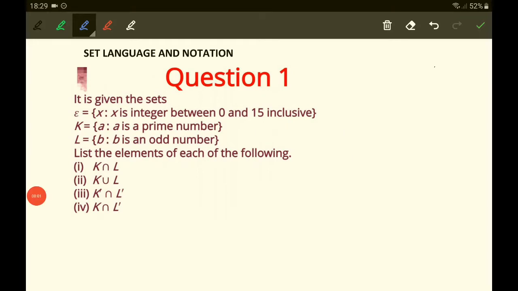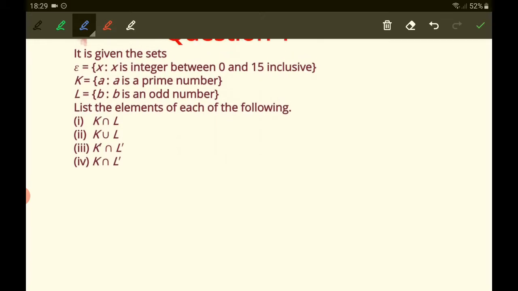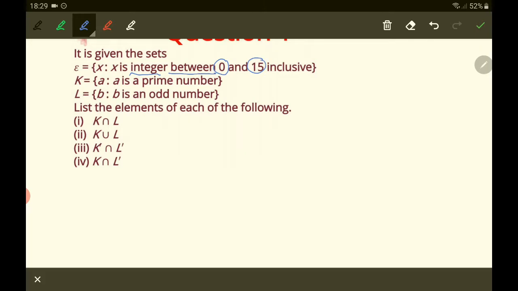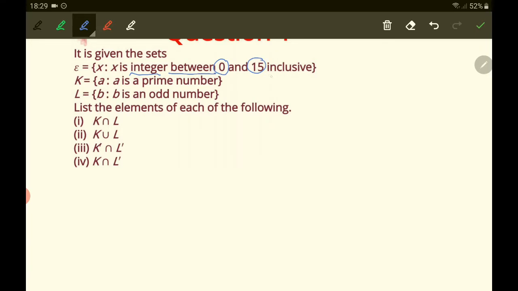Okay, now we are going to learn about set language and notation. This is the question from the PPT provided in week 5 check-in 3. In the first question, it's given the set epsilon is equal to x, where x is an integer between 0 and 15, inclusive.